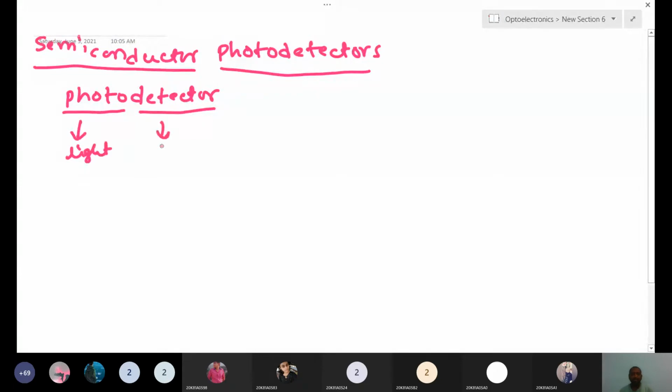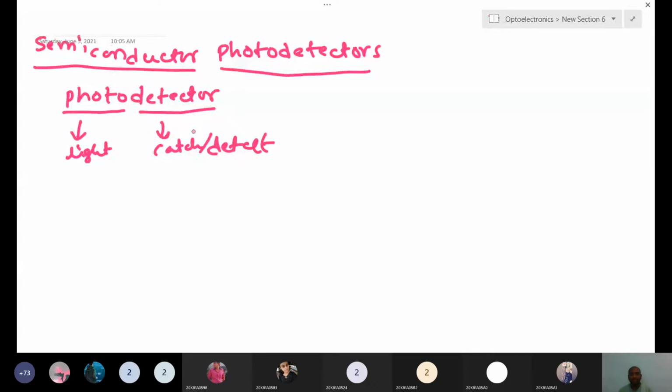So here the photodetectors mainly collect photons. Photons are light. Light is nothing but photons only. That will collect the photons and give some signal, and we will analyze that signal. We can see something is there, some object is there. We are using these detectors in many applications.